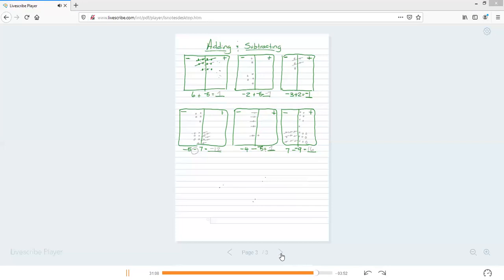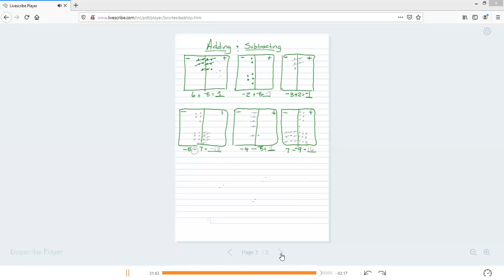Now for this one with 7, I'm making 7, 1, 2, 3, 4, 5, 6, 7. And then for my subtrahend, it's going to be negative 9. So I'm going to make 9, 1, 2, 3, 4, 5, 6, 7, 8, and 9. All right, and because I had to take away 9, I'm going to make their shadows. 1, 2, 3, 4, 5, 6, 7, 8, 9.